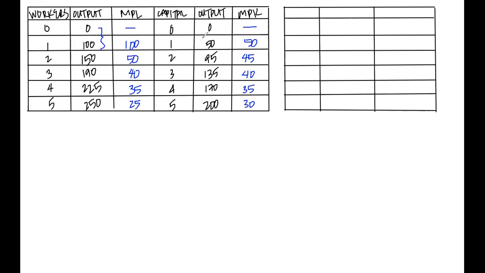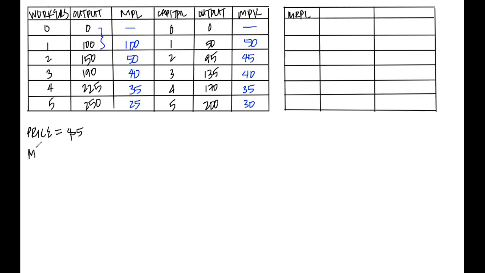Next part, it says if each fuel injector is sold for $5, so the price equals $5, plot the marginal revenue product of labor against the number of workers. Label your axes. They ask us for the marginal revenue product of labor, which we haven't solved for. So my recommendation is to create another column and expand this table. I'm going to use this first column I created and label it marginal revenue product of labor.